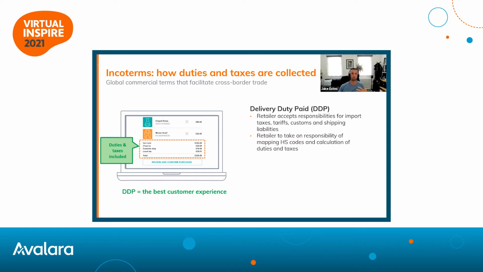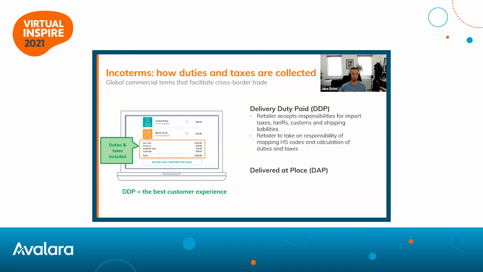As part of that, you're going to have to do a lot more work to provide an optimal customer experience. As a retailer, you need to take responsibility for mapping your products and product categories to harmonized system codes. Each of those codes for each of your destination countries will have a different rate of duty associated with it. So you're responsible for finding the classification, and then of course figuring out what the rates are when you go to import that product.